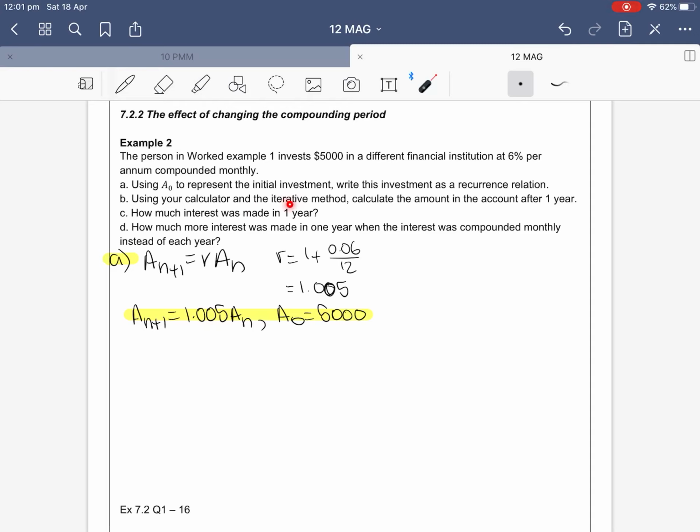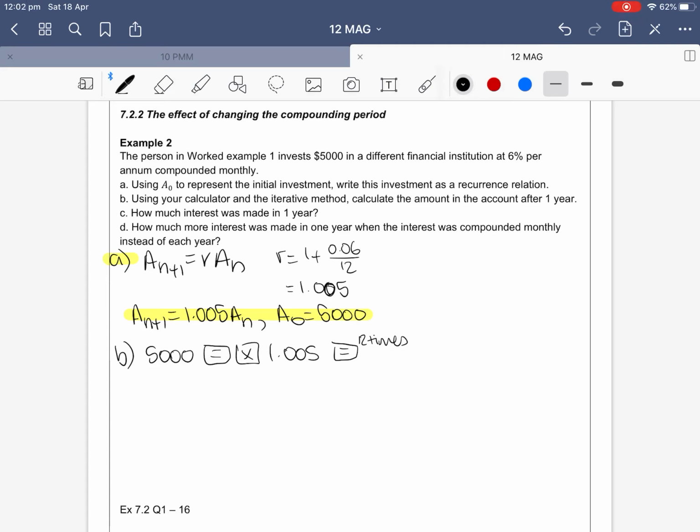Now, using your calculator in the iterative method, calculate the amount in the account after 1 year. This is where you're going to get out your calculator. You guys are going to press 5,000. You're going to hit that equal sign. All right. And then you're going to hit times 1.005. And you're going to hit the equal sign from there exactly 12 times. Because that will be how much money is in there after 12 compounds or 12 months.